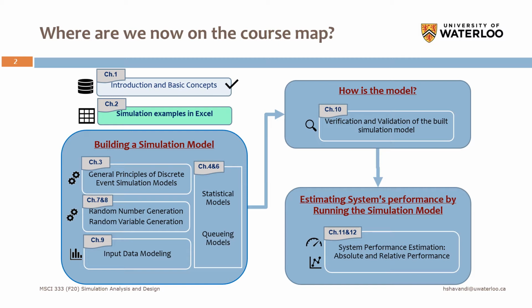So in this Chapter 2, we are going to have some, I can say, somewhat simple examples that we can implement in Excel. So we'll see how a simulation model works in Excel, but in Chapter 3 and after that, we will learn the principles to model a DES, discrete event simulation, in a form that we need to implement in a simulation software like Arena. Okay, so let's start Chapter 2 and have some examples in Excel.